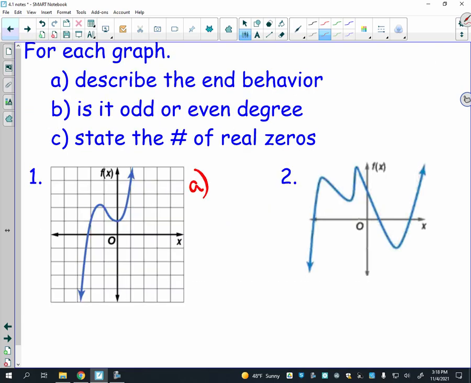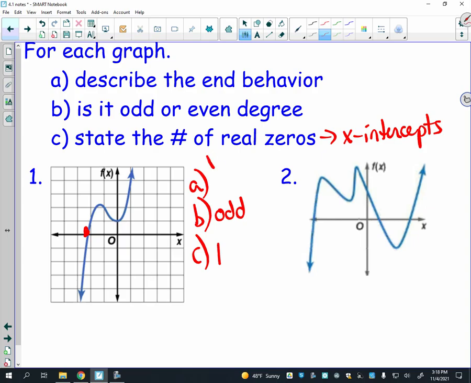So first of all, right away, I should be able to tell if it's odd or even because look at the graph. The arrows are going in different directions. So I know that this is odd. I can also state the number of real zeros. Real zeros are x-intercepts. So that would be right here. So there's only one. And then the hardest part is being able to write out the end behavior, okay?